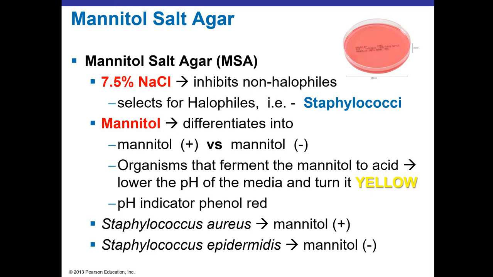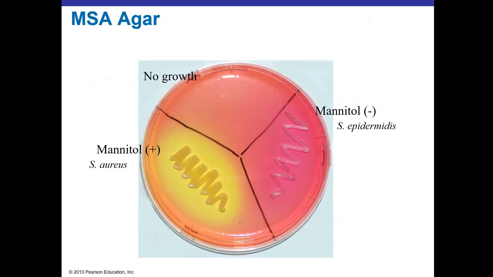So what that means is that organisms that can ferment the mannitol, that's just another carbohydrate, the end product is going to be various acids, and that's going to lower the pH. And because it has the pH indicator, phenol red, incorporated in the media, the agar will now turn yellow if you have a mannitol positive organism. So when we look at Staph epidermidis and Staph aureus on the plate, we can differentiate them.